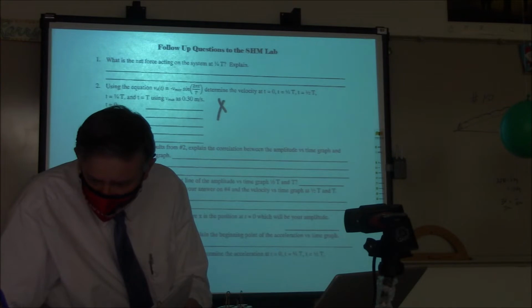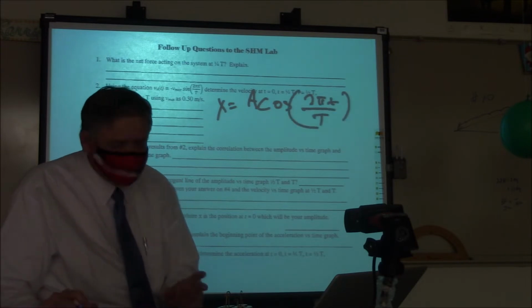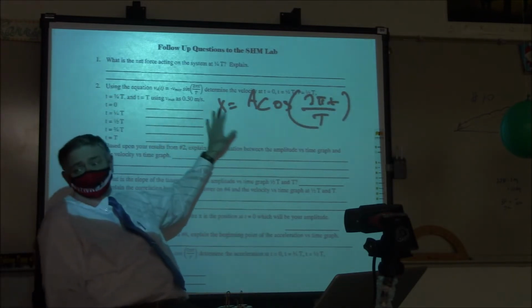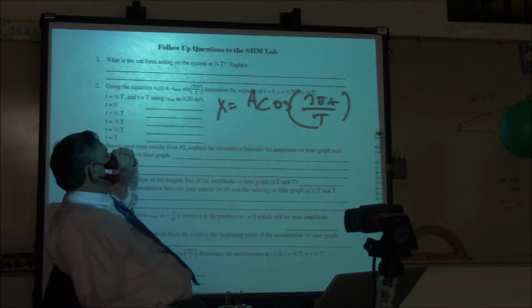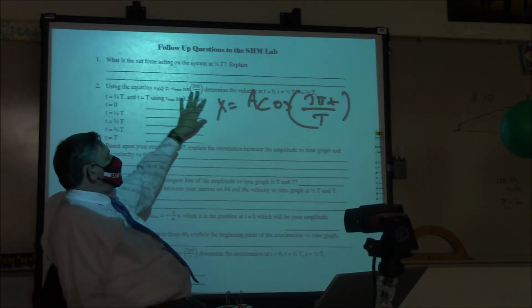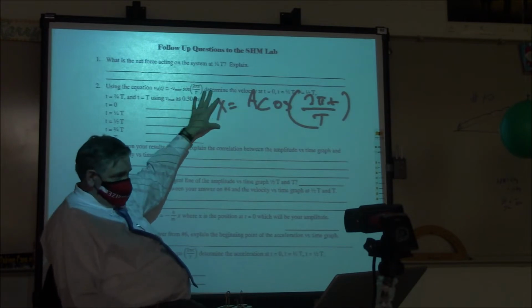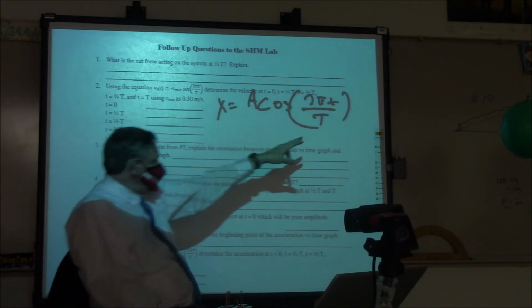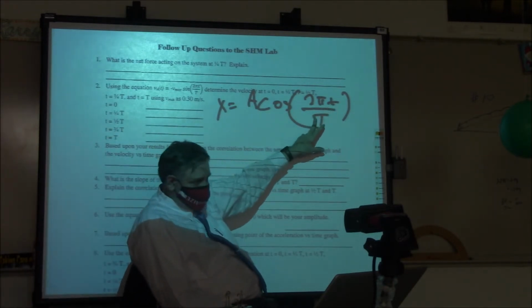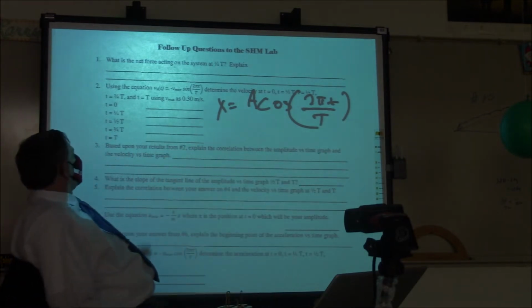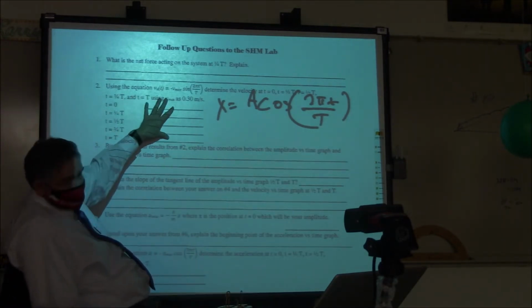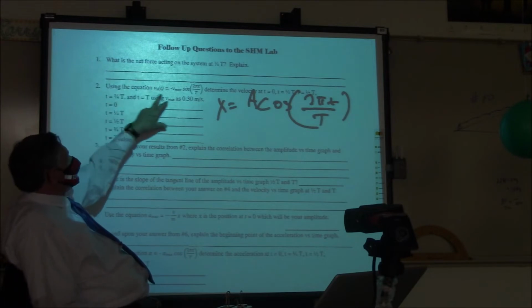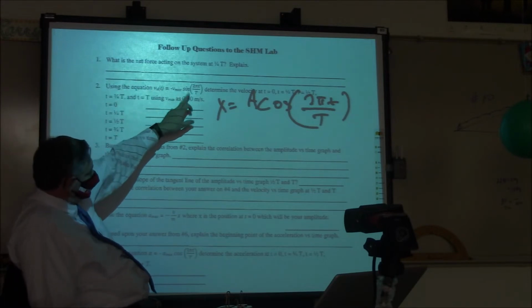Yesterday, you all used x equals A cosine 2 pi t over T. And this is what's on your equation sheet, by the way. Yesterday, you used this to find position as a function of time, dependent upon your amplitude, how much time has elapsed, and the period of the oscillation. So this is a similar type thing, but this is going to be V max sine 2 pi t.